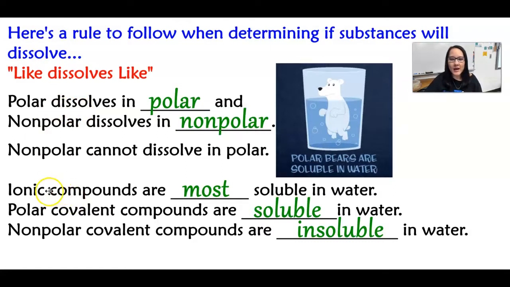Now, when it comes to ionic compounds like salt, table salt, number one example, they're most soluble when they're in water. Polar covalent compounds are going to be soluble in water as well. But if you have a nonpolar covalent compound, then it's going to be insoluble in water.